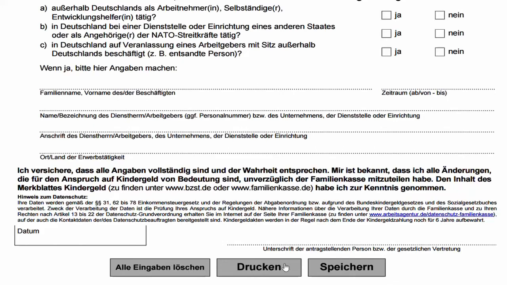These options are only for those who have filled in this form online. If they click on this option, all the information this person has filled in the above parts will be deleted. If this person clicks on this option, this form will be printed out, and if he or she clicks on this option, this form will be saved.